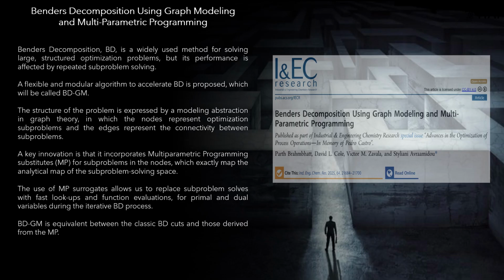A key innovation is that it incorporates multiparametric programming, MP, surrogates for subproblems in the nodes, which exactly map the analytical map of the subproblem-solving space. The use of MP surrogates allows us to replace subproblem solves with fast lookups and function evaluations, for primal and dual variables during the iterative BD process. BDGM is equivalent between the classic BD cuts and those derived from the MP.